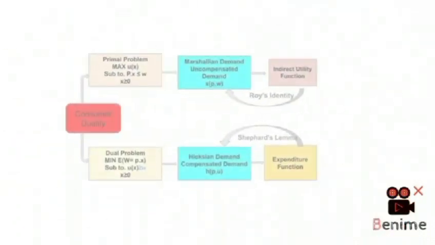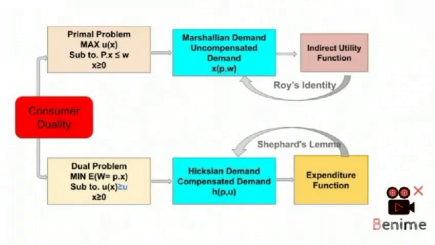We can see that consumer's duality has two problems. The first one is the primal problem. It means to maximize the utility subject to a budget constraint. It is also known as Marshallian demand or uncompensated demand. The other problem is the dual problem, which refers to minimizing the expenditure subject to a utility constraint. The dual problem is also called Hicksian demand or compensated demand.